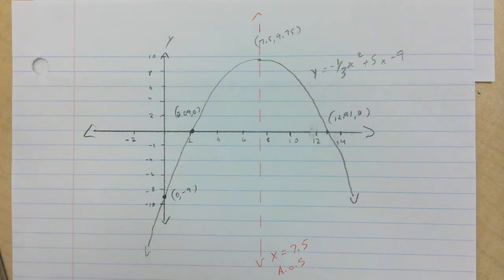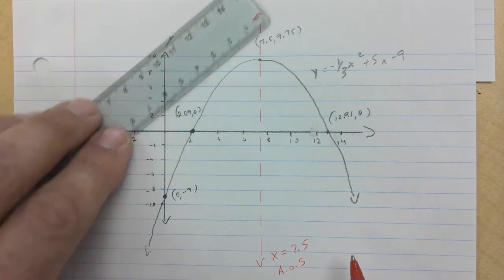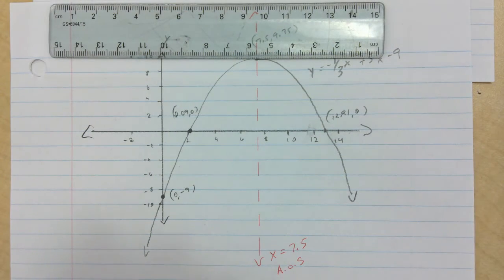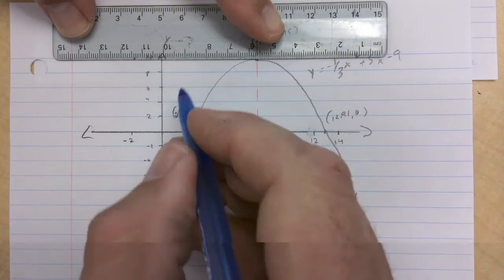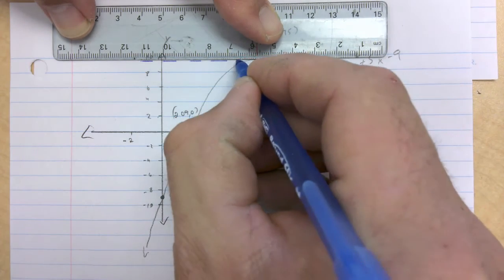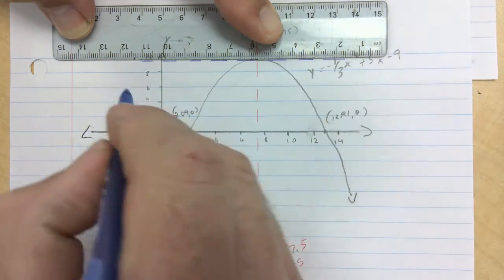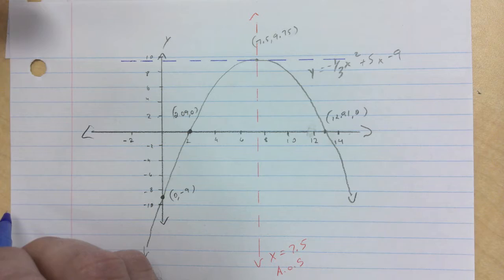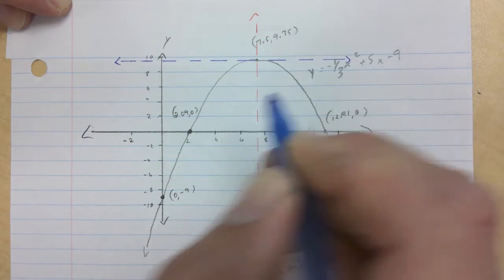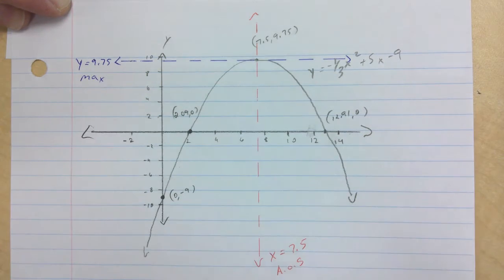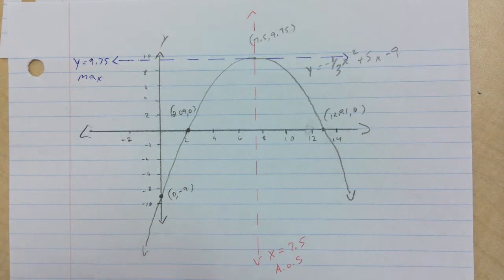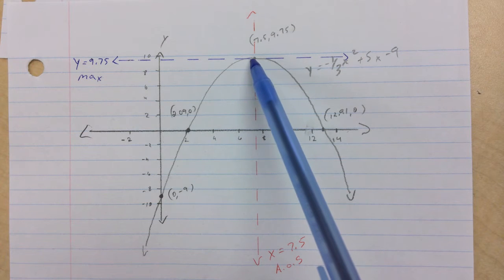Okay. And then I also have my max, which is also the line here. I use a different color for that one. I like to have them dashed because it's easier to see, right? So this line is the line y equals 9.75, which is the max. Basically, the axis of symmetry and the max in this case, where they intersect, that's your vertex.